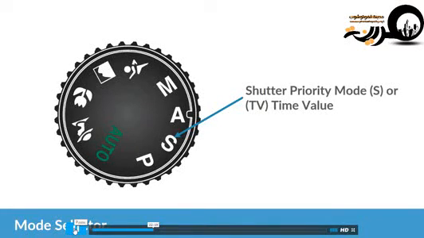It works like the aperture priority mode, but instead we're only controlling the shutter speed on our cameras. So it means we can make decisions about how fast or how slow we want the shutter speed to be in the camera, and the camera will make the rest of the decisions for us, okay?